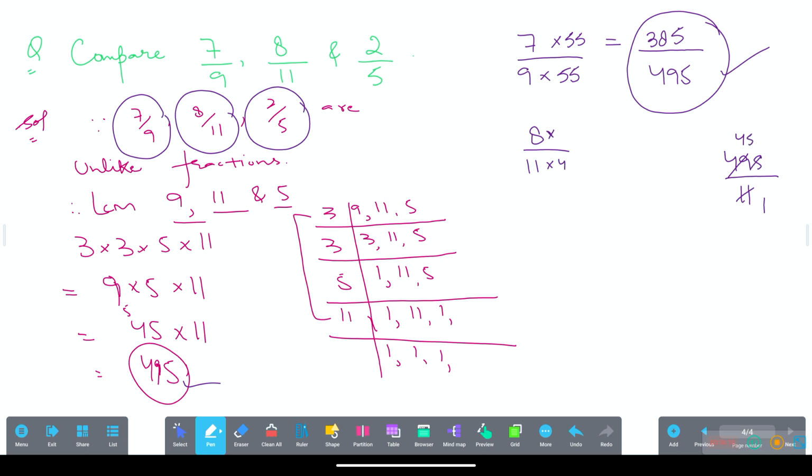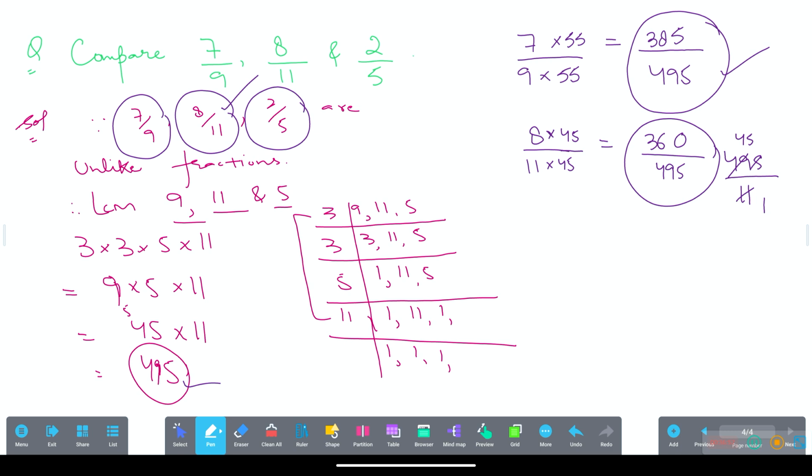11 into 45, if you multiply 45 at the denominator, you have to multiply 45 with the numerator. Now 8 fives are 40, 0 4 carry, 8 fours are 32, plus 4 is 36. So 360 divided by 11 into 45 will be 495. You can check. 11 fives are 55, 5 4 carry, 11 fours are 44 plus 5 is 49. So this is the equivalent fraction of 8 by 11. Whatever is the value of 8 by 11, the same will be the value of 360 by 495.